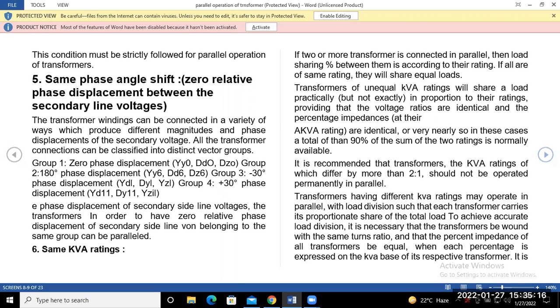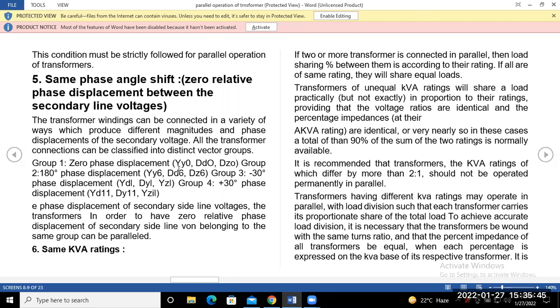So you have to be concerned about which groups are connected in parallel, because we want the same phase shift in the secondary side line voltage. So the group 1, that means YY0. You may say that the phase shift between the primary and secondary line voltage is 0.